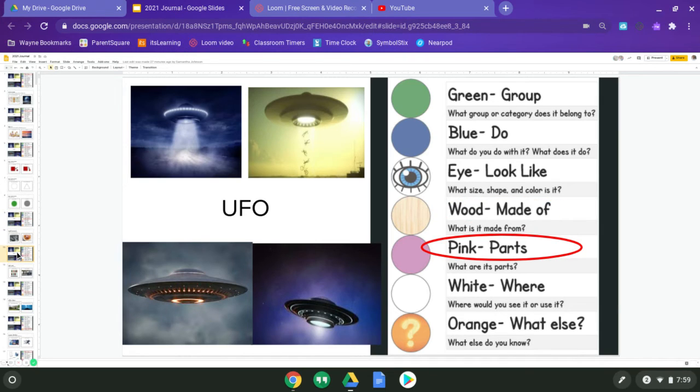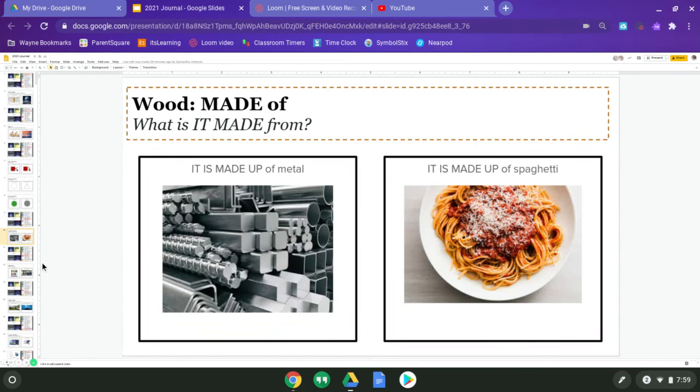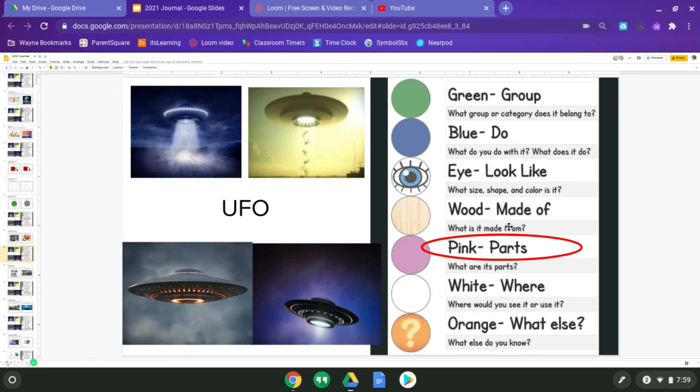All right, you guys, so pink is parts. So what parts does a UFO have? We have lots of different parts here on our pictures. We have all these bright things here on the side. What are those? What are those on the side that are very bright? You might see them on a Christmas tree or on the outside of a house. Then they have this thing coming out from the bottom. Looks kind of like maybe a light or an energy source. So think about the different parts as you answer this question.